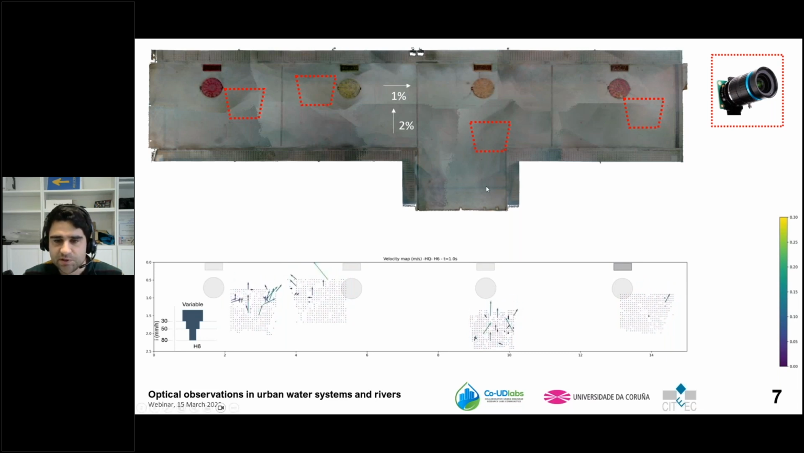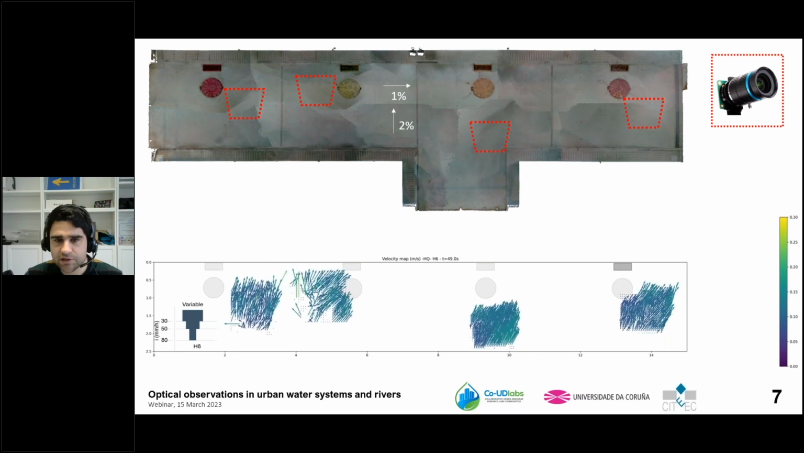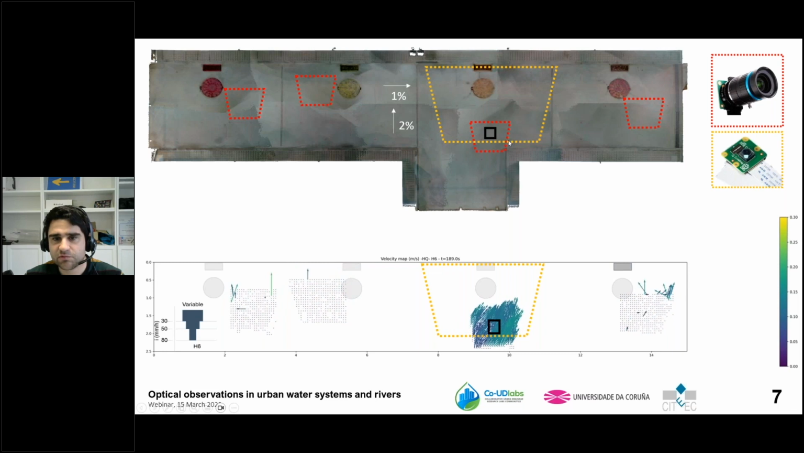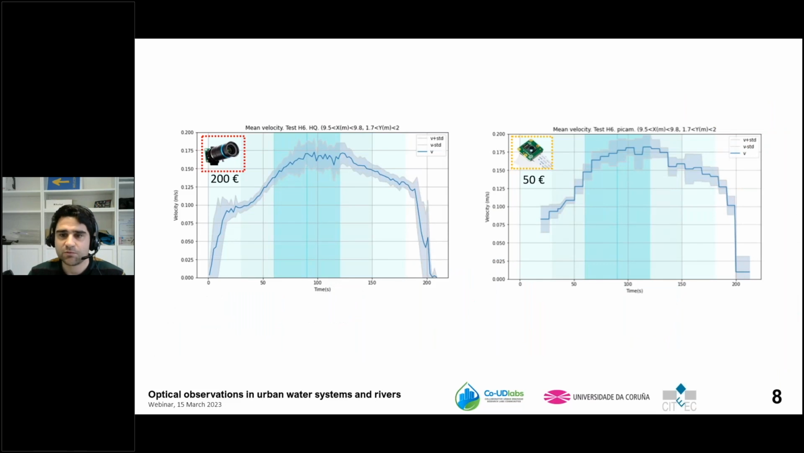We also use these experiments to compare one system with the other and try to do a kind of validation of the technique. For that, we compare the results that I showed you with the results from the other system based on Raspberry Pi, and we take one common point, 30 centimeters by 30 centimeters, and we do an average, and we represent it with time, and we can compare both systems.